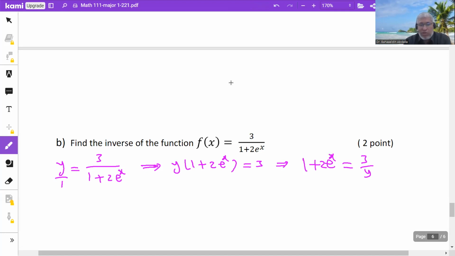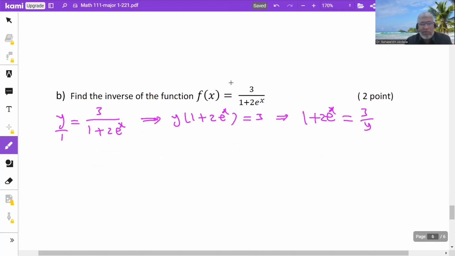Then this 1 also is not needed because I need to solve for x. Take it to the other side. But how? By subtracting 1, because it is added to 2e^x. So the answer would be -1 plus 3 over y.